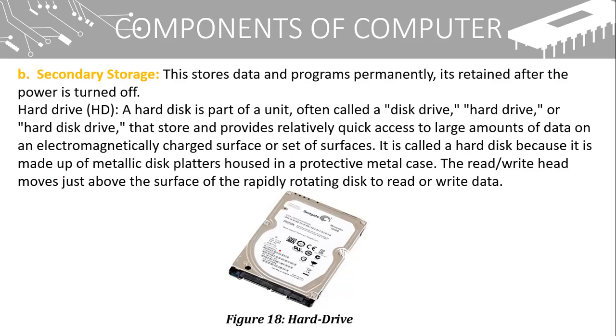We say a hard disk is a part of the unit often called the disk drive or hard drive or hard disk drive. It is all the same thing. It stores and provides relatively quick access to a large amount of data on an electromagnetically charged surface or set of surfaces. It is called a hard disk because it is made up of metallic disk plates housed in a protective metal case. The read or write head moves just above the surface of the rapidly rotating disk to read or write data. In summary, all this is talking about how the hard disk functions.